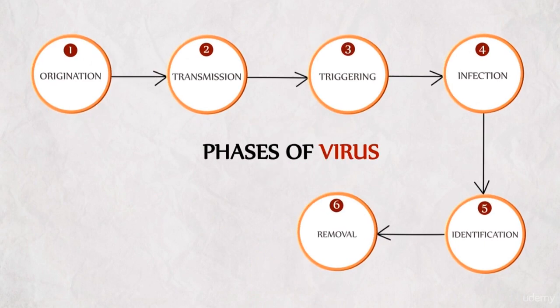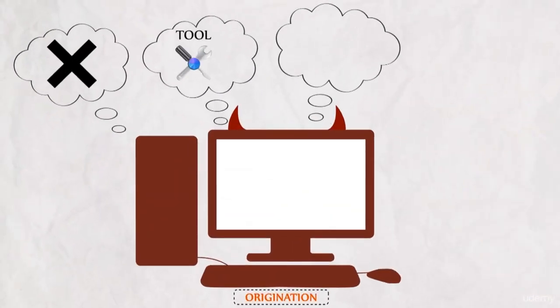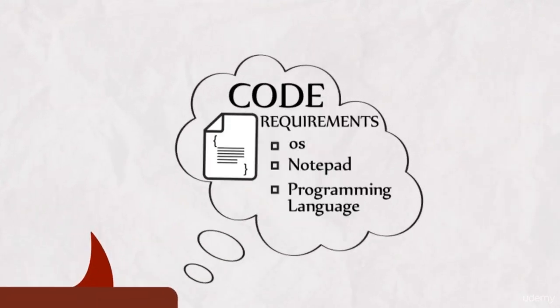The first phase, origination, is the place where a virus is born. Normally, a virus can only be created when one thinks from the attacker's point of view. Tech geeks will always love to build a virus by coding a program.